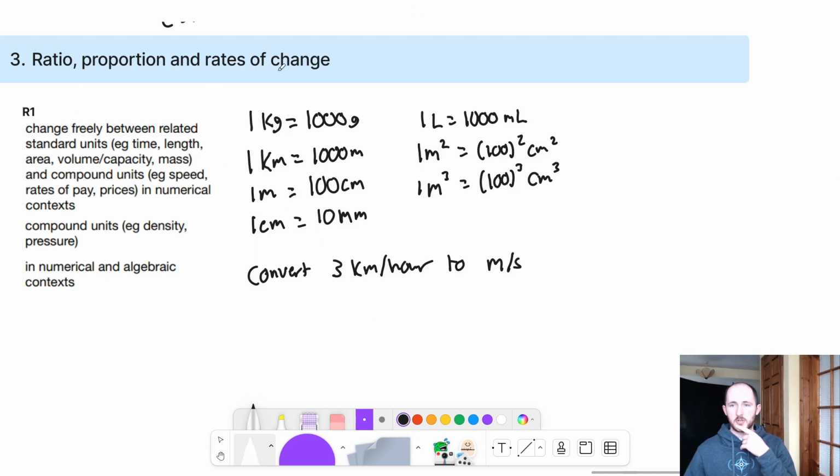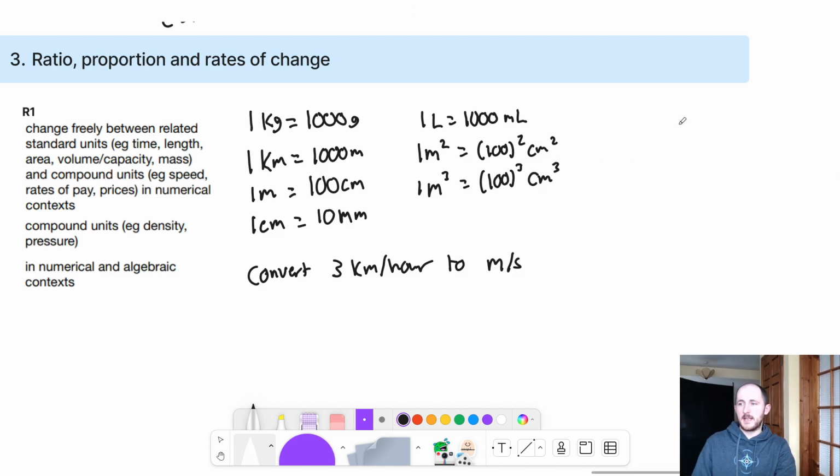So, ratio, proportion, and rates of change. Change freely between related standard units, so time, length, area, volume, capacity, mass, and compound units. So with this, a kilogram is 1,000 grams, a kilometer is 1,000 meters, and so on. These should be fairly easy by now, but a mistake I see higher and foundation students make is converting between areas and volumes. Remember, 1 meter squared is not 100 centimeters squared. It's 100 squared centimeters squared.